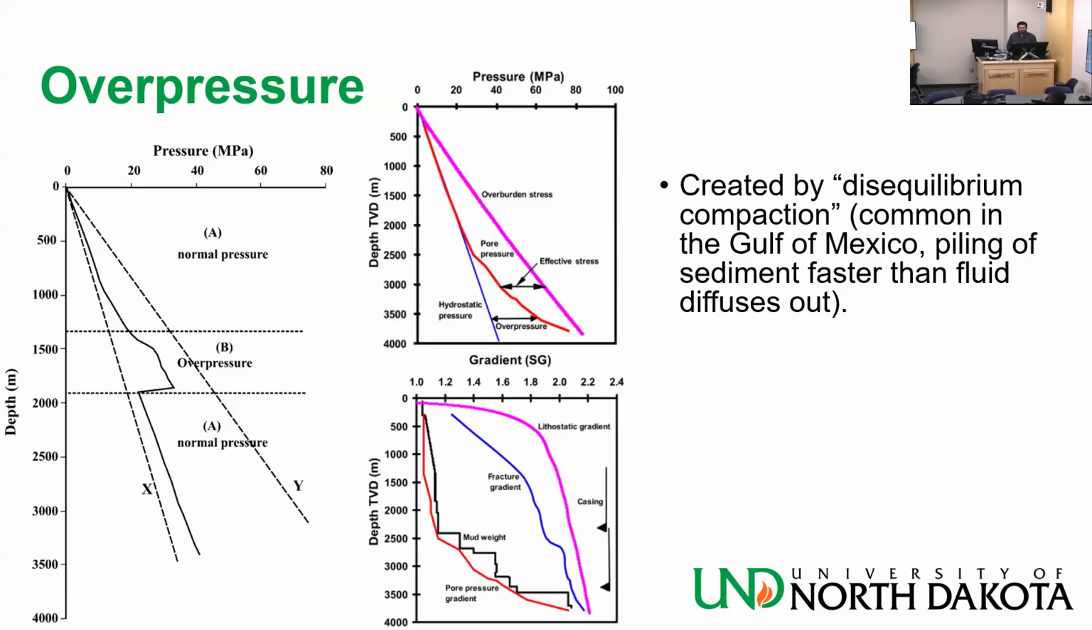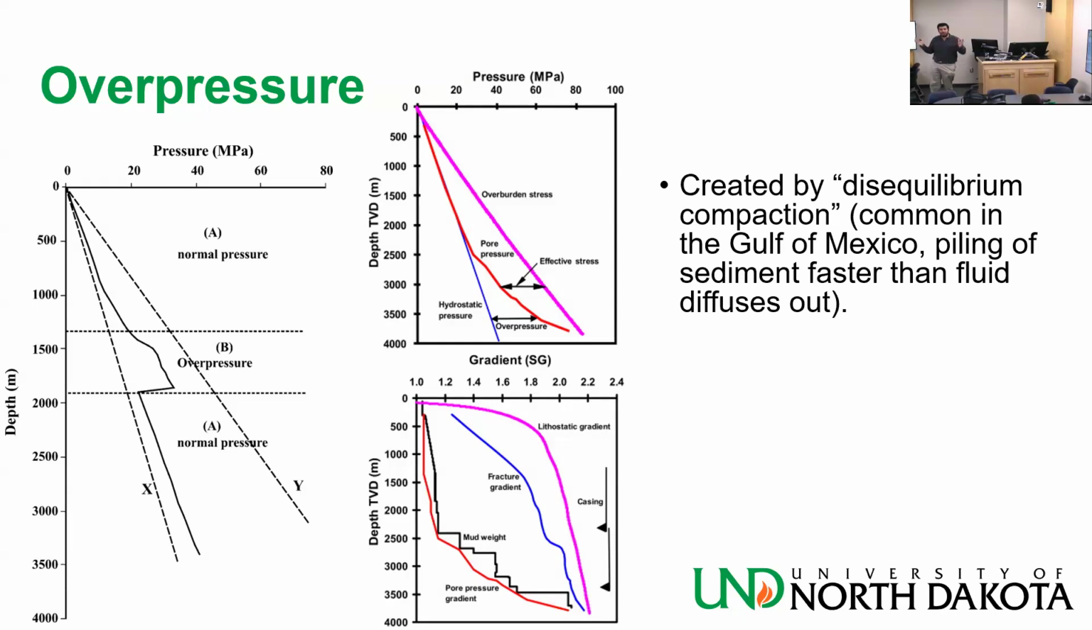Overpressure is created by disequilibrium compaction. This is what you get when you have delta deposits. Some of you are taking petroleum geology. I think Donald is taking petroleum geology, right, Donald? Yes. Okay, you probably did about disequilibrium compaction. That's what you have in the Gulf, where you have these sediment deposits, and pore pressure is trying to escape them. But you are depositing layers of sediment faster than the pore pressure can escape.